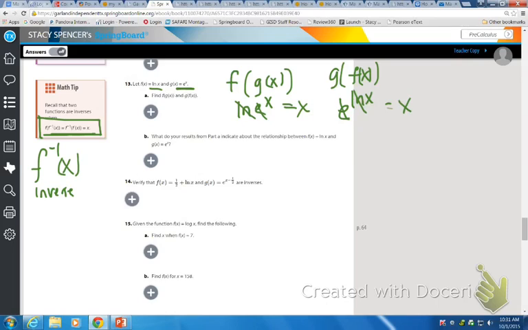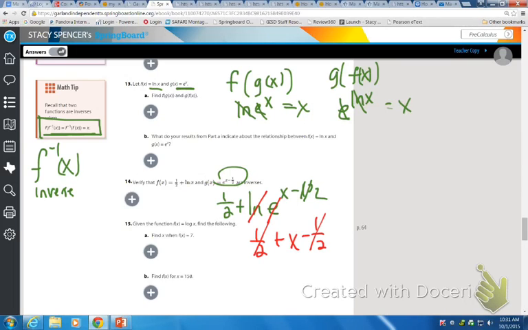So here's what we do. We're going to take that f of x, which is 1/2 plus the natural log of x, but in place of the x, we're going to put the e to the x. So that's 1/2 plus the natural log of e raised to the x, minus 1/2. What's going to happen here to the natural log and the e? They cancel out. So we'll have 1/2 plus x minus 1/2. Now what's going to happen? Those cancel, and what are we left with? X. Is that what we wanted?